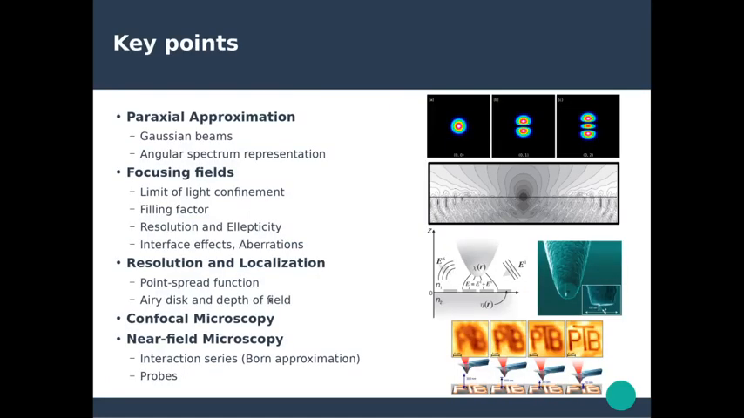So that concludes this chapter. We've seen a lot of new concepts with paraxial approximations, focusing of fields, interface effects. We discussed this spatial resolution and localization, introducing the point spread function, and then we discussed confocal microscopy and near-field microscopy, discussing this interaction series or Born approximation.